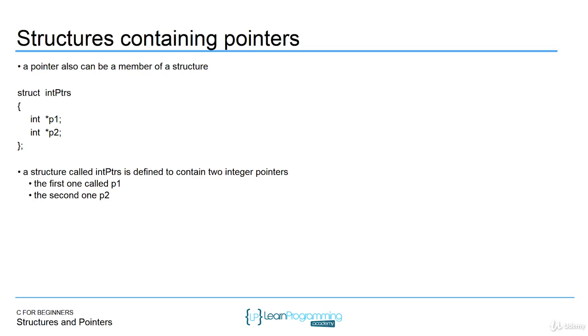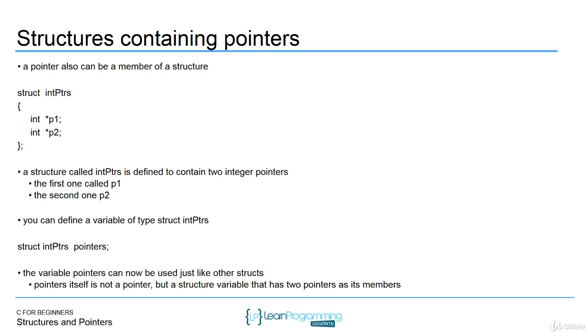So a structure called intpointers is defined to contain two integer pointers. The first one is called P1 and the second one is called P2. You can define a variable of type struct intpointers just like normal: struct intpointers pointers. Okay? The variable pointers can now be used just like other structs. Pointers is not a struct pointer. Pointers is not a pointer. It's an intpointers. It contains two elements inside its struct that are pointers, but pointers itself is not an actual pointer. Right? So pay attention to that. It's a structure variable that has two pointers as its members.